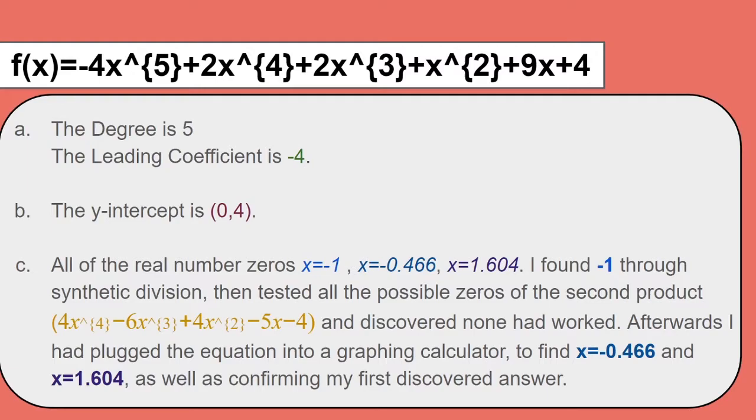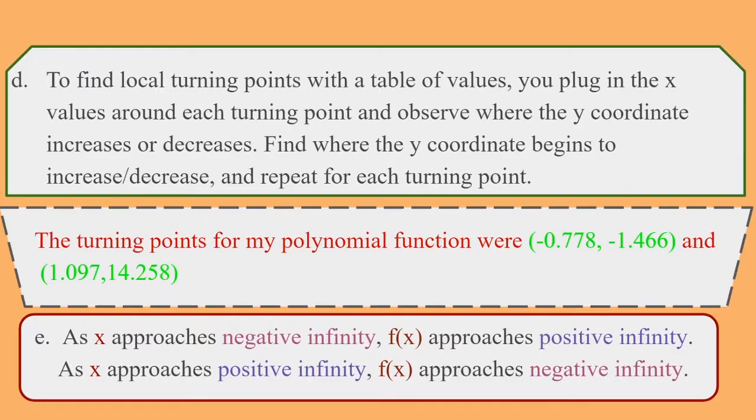Afterwards, I plugged the equation into a graphing calculator to find x equals negative 0.466 and x equals 1.604, as well as confirming my first discovered answer. To find the local turning points with a table of values, you plug in the x values around each turning point and observe where the y-coordinate increases or decreases. Find where the y-coordinate begins to increase or decrease, and repeat for each turning point.